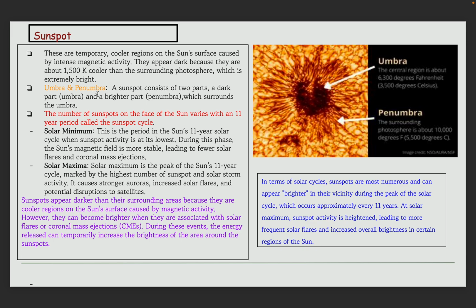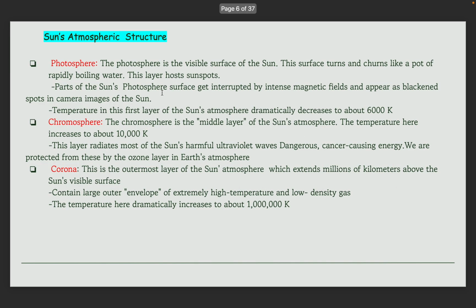Umbra and penumbra are the two regions of the sunspot. A sunspot consists of two parts. One is the dark part, that is the umbra, and the brighter part, which is the penumbra, which surrounds the umbra. We have seen how the temperature of the sun varies.